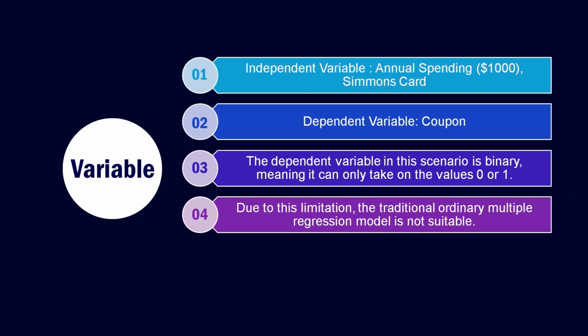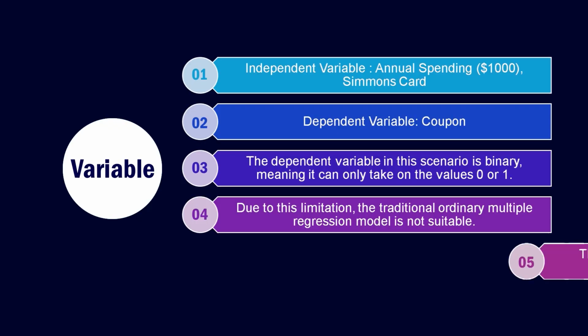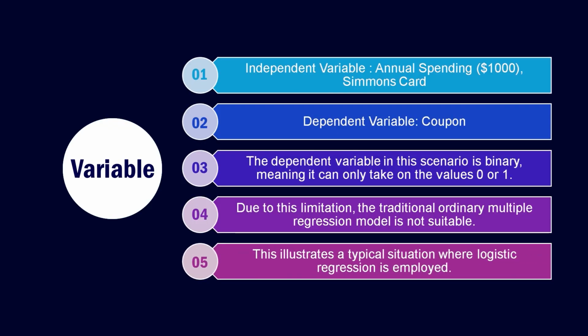And due to this limitation of the binary scenario, the traditional ordinary multiple regression model is not suitable for such data, because the traditional ordinary multiple regression model requires the data to be at least on interval scale. So this case is a typical situation where logistic regression is employed. So let us understand the basics of logistic regression first.